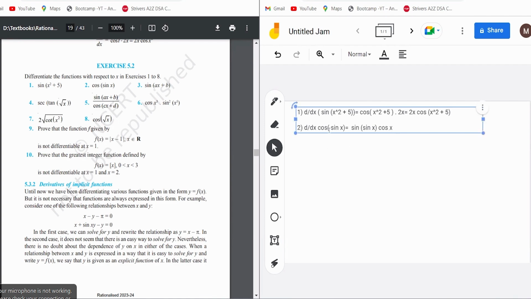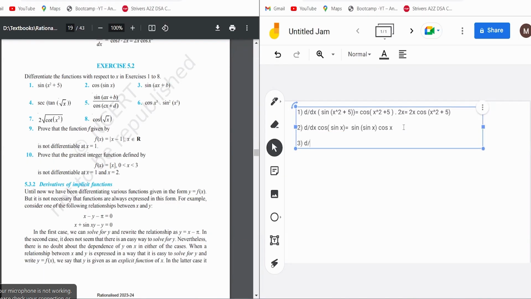So firstly, we have to differentiate the outer part, which is cos. Differentiation of cos is sine. So sine of sin x multiplied by differentiation of sin x, which is cos x. Simple. So the second question is also done. These are very simple questions. You have to just differentiate and get your answer.